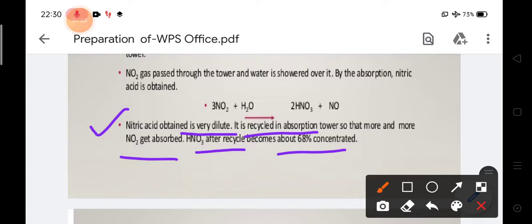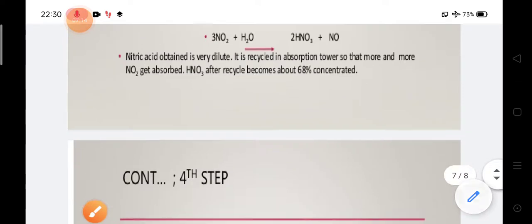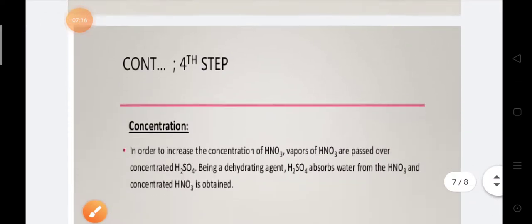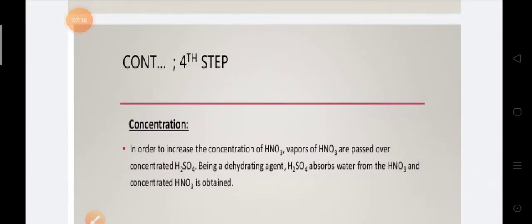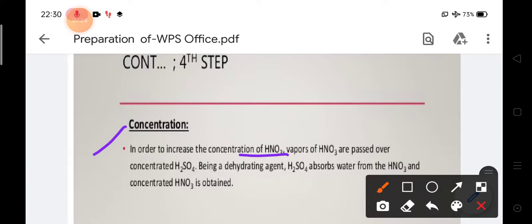So here you can see that after the third step itself, the percentage of HNO3 is almost 68%, which is not so high. So we are going to do the next step, that is the fourth step, where we have to increase the concentration. In order to increase the concentration of HNO3, vapors of HNO3 are passed over concentrated H2SO4. As we know, concentrated H2SO4 is a dehydrating agent.